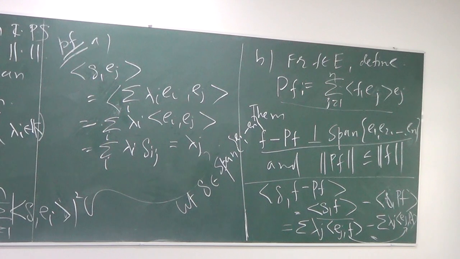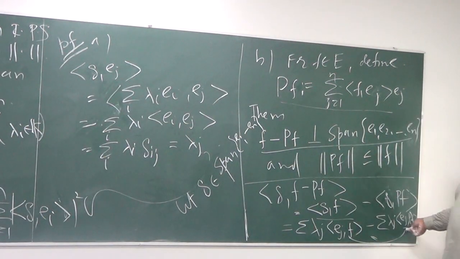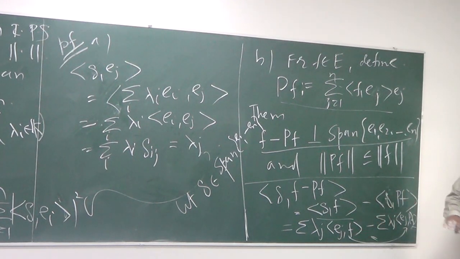Now, this Ei Ej is a Kronecker delta. So this is going to be 1 if i and j are the same, and it's going to be 0 otherwise. So if i and j are the same and this is 1, then this is going to be equal to F Ej. This is sufficient to basically show that. So in other words, Ej F is the same as Ej Pf. Both are equal, then these two linear combinations are the same actually.